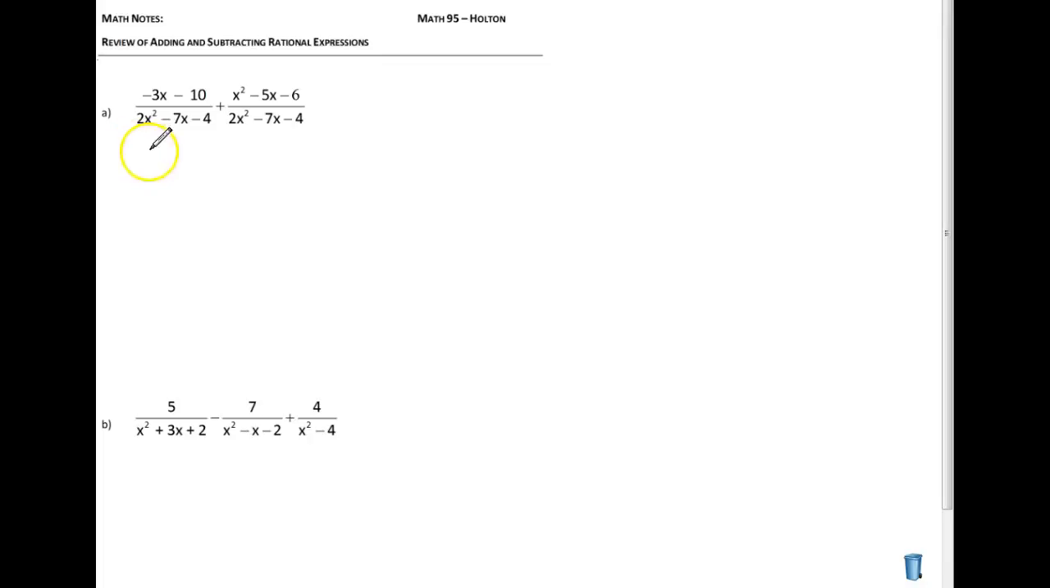So in this first example, I do have a common denominator. So all I need to do is then add my numerators. And I do that by combining like terms. Okay, so when I add here, I see that I end up with an x squared. I have a minus 5x and a minus 3x, so together that's a minus 8x. And then a minus 6 and a minus 10, so that's minus 16. And my denominator, of course, stays the same, which is 2x squared minus 7x and then minus 4.